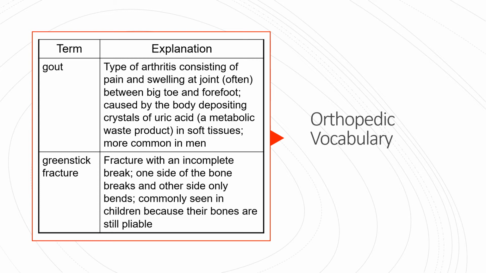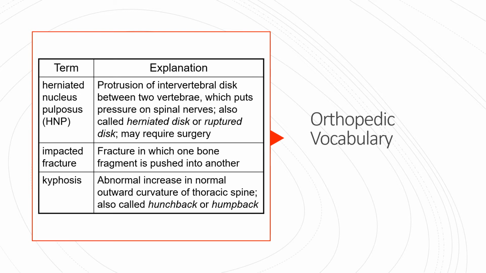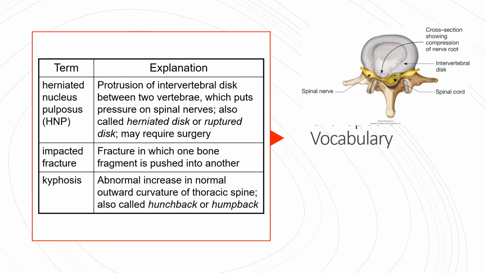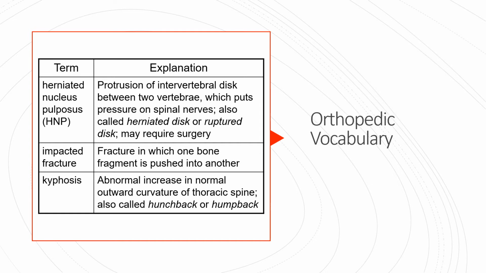A greenstick fracture is a fracture with an incomplete break. One side of the bone breaks, and then the other side only bends. And this is more commonly seen in children because their bones are still very pliable. Herniated nucleus pulposus. This is the protrusion of the intervertebral disc that occurs between two vertebrae, which puts pressure on spinal nerves. You might also have heard it referred to as a herniated disc or a ruptured disc, and sometimes this requires surgery. An impacted fracture is a fracture in which one bone fragment is pushed into another.